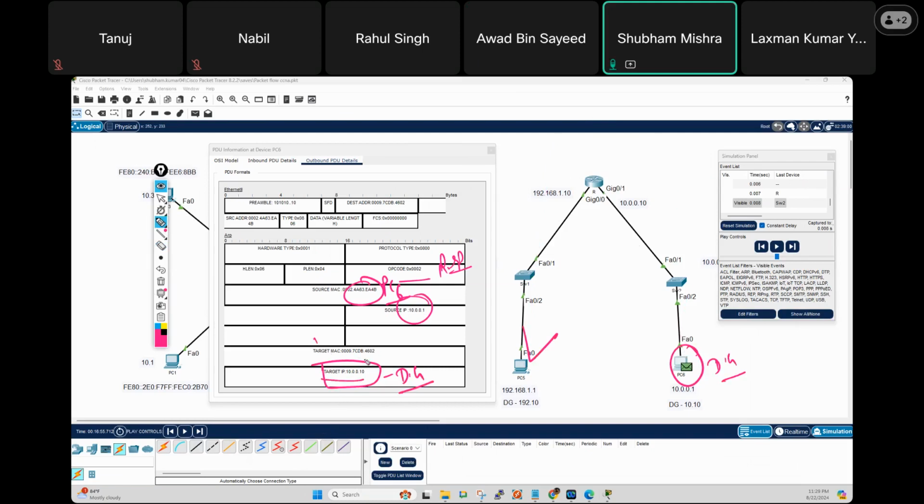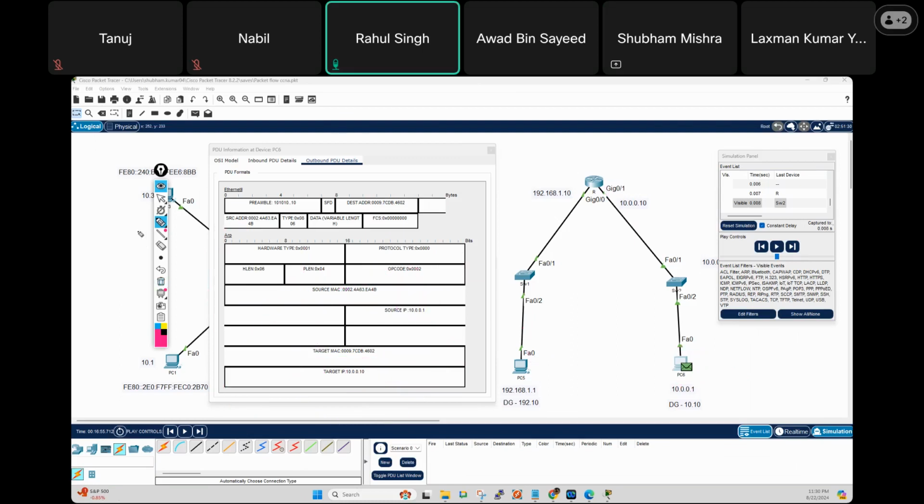And what is the target MAC address? This is the MAC address of gig 0/1, this interface's MAC address. So this is the ARP reply, and is this ARP reply unicast or broadcast? Unicast, because everything is here. The PC knows everything, so that's the reason this is unicast. Everyone understand? Yes or no?